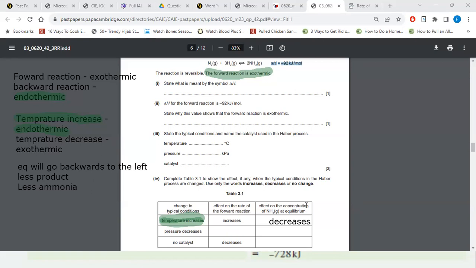If I decrease the temperature, the reaction will go to the exothermic side. That's the forward side, and the forward side is the right side. So yes, product will increase. Exactly. Completely correct.